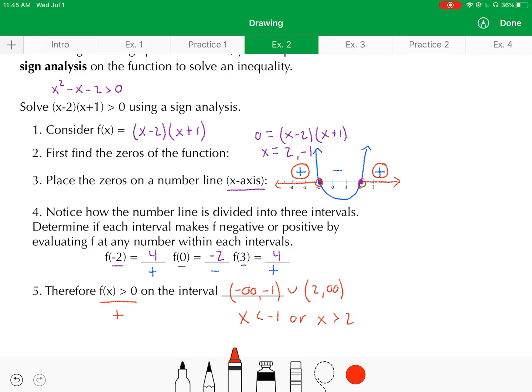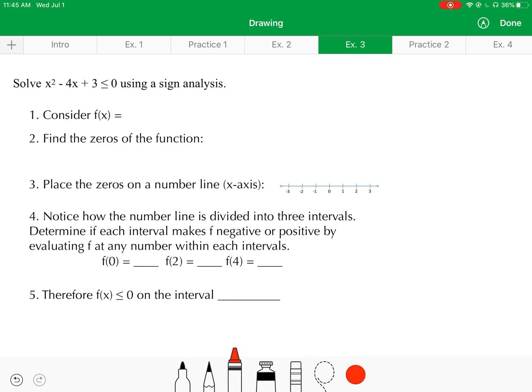Okay, let's do one more example. All right, so here the function starts in its expanded form. X squared minus 4x plus 3 is less than or equal to 0. Let's solve that using a sign analysis. So I'll begin much the same way as the previous problem. I will take the left side of the inequality and I'll treat it like a function.